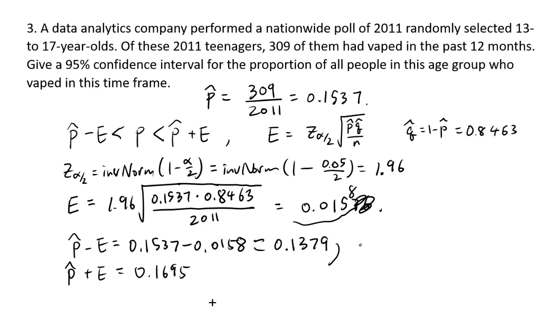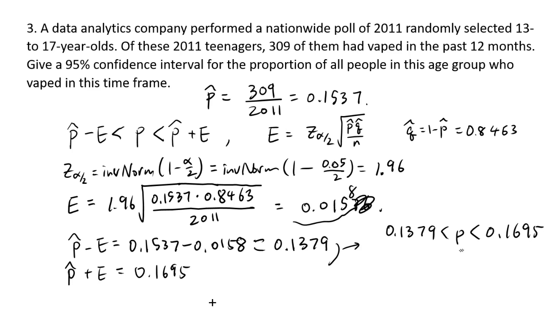So from these two, we know that the population proportion is between 0.1379 and 0.1695.